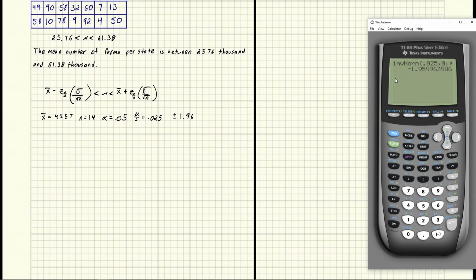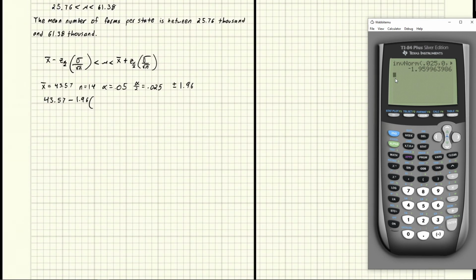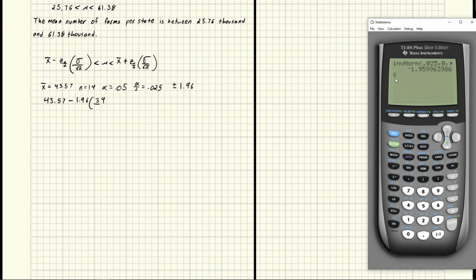Now all we got to do is plug all this stuff into the calculator, into our formula, and then into the calculator. So 43.57 minus, and then our z of alpha over 2 is 1.96, times a sigma, which our sigma was given to us to be 34, thankfully, divided by the square root of n, which is 14. And then there's the mean. And then it's the same thing on the other side, except for now there's a plus sign between them. 34 divided by the square root of 14.